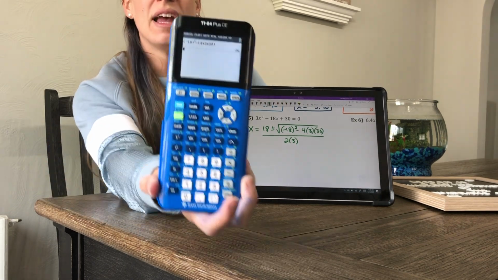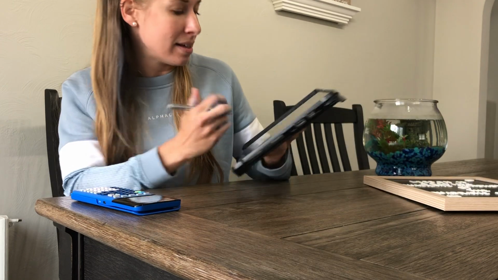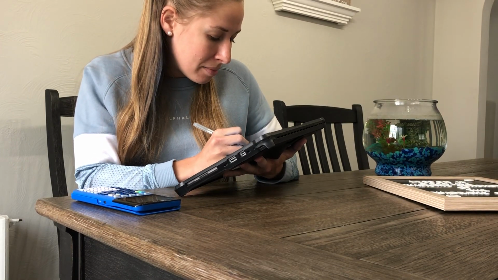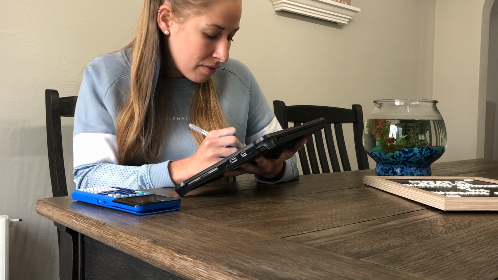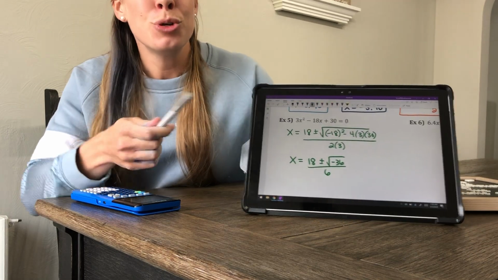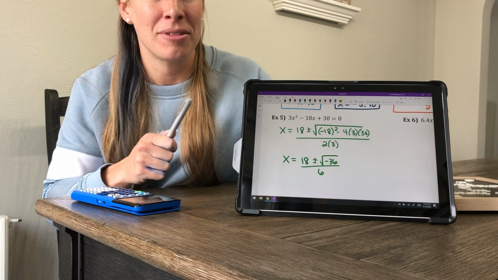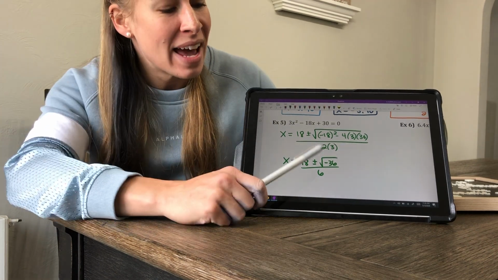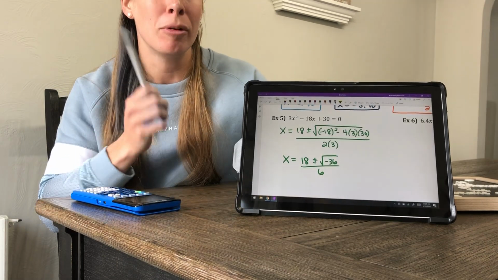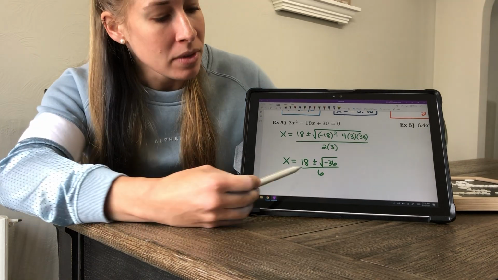Okay, you should get negative 36. So x equals 18 plus or minus the square root of negative 36 all over 6. Do you recall what happens if you have a negative under your radical? That is an imaginary number. So I left this one on here just so that you could see that it's still possible to get an imaginary number solving quadratic functions.